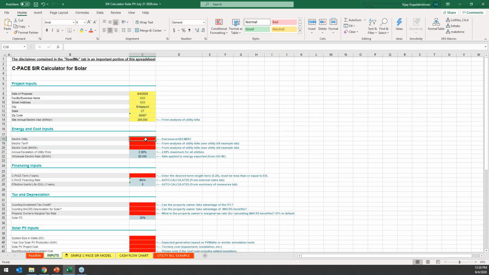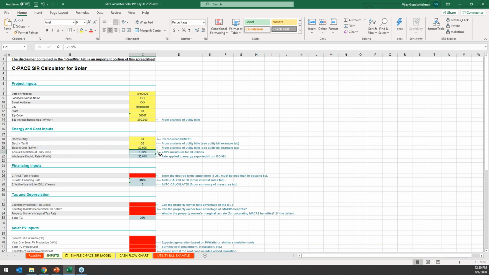So the electric utility, as we saw, was UI. The electric tariff was general service. The electric cost is 0.096 cents a kilowatt hour. So that's $0.096 per kilowatt hour. We use an annual escalation rate of 2.99%. This applies across the board. This is default. That's what we use.